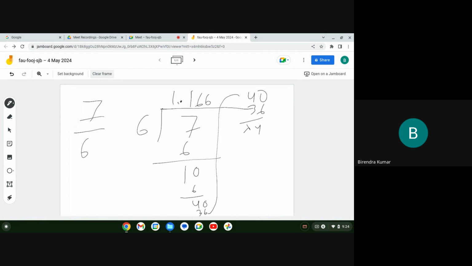Remainder is 4. Decimal gives me one more 0. 6 6 are 36. Remainder is 4. 6 6 are 36. Remainder is 4. I'm adding 1 0 to every stage because decimal gives me that power. And that is what Gitesh and Pranav and some of you were saying, that this is 1.166666. Okay. And this will continue.